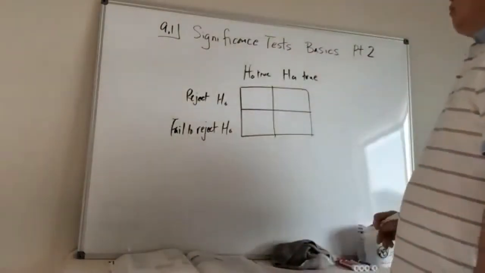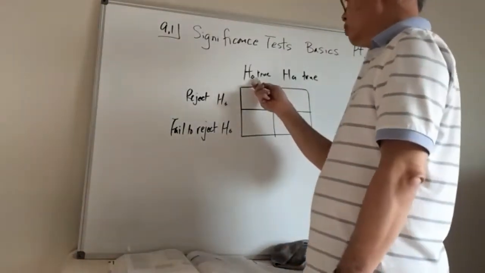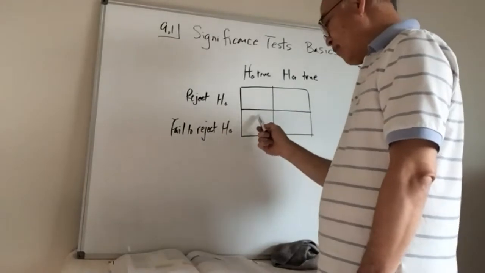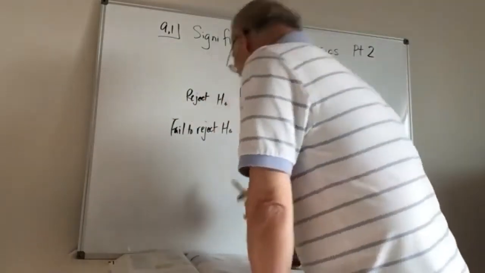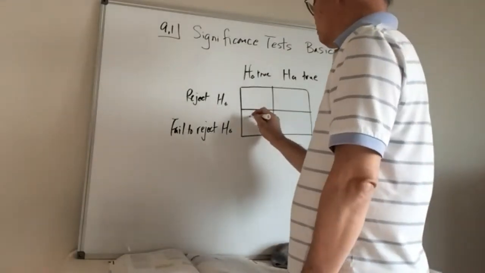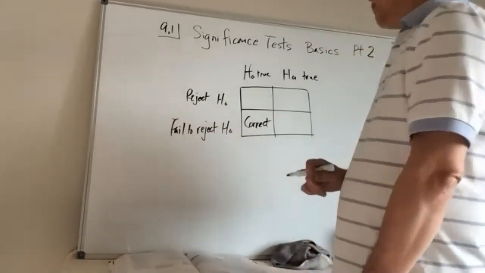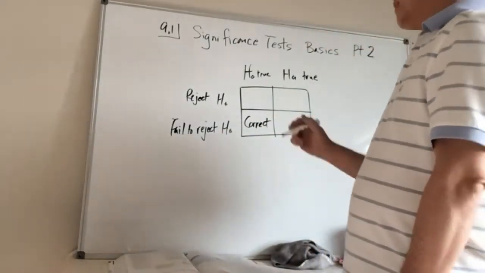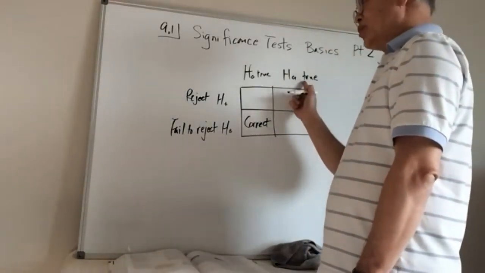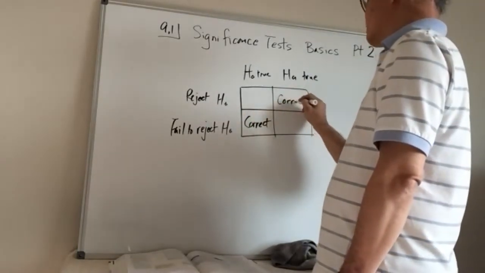Okay, so if H0 is true, you should fail to reject H0. This is correct, this is a good thing. If Ha is true, you should reject H0. So this here is correct.